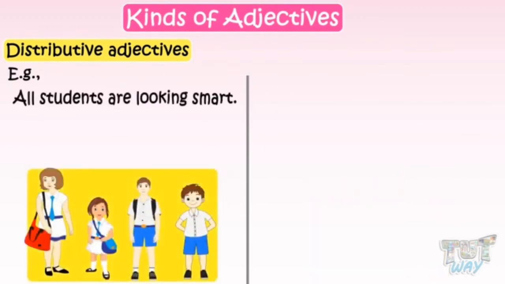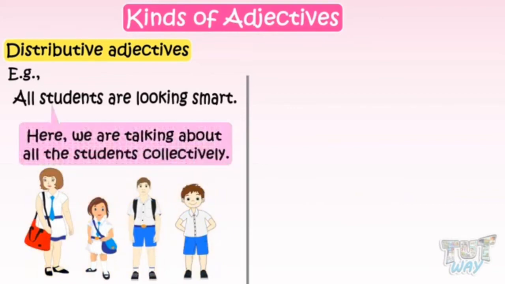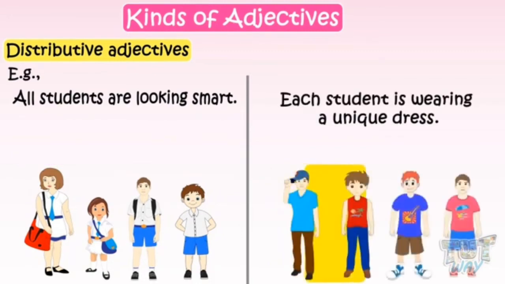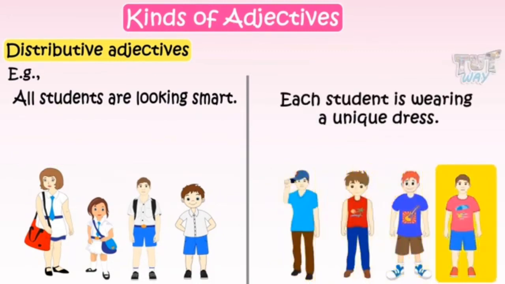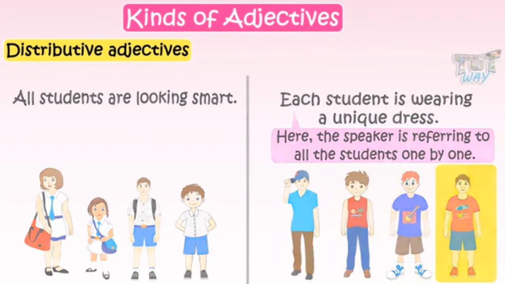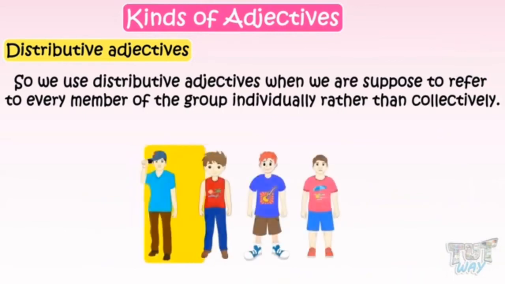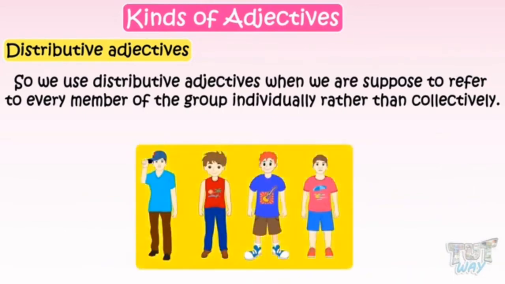So let's look at other examples. All students are looking smart. Here we are talking about all the students collectively. But in each student is wearing a unique dress. We are looking at the students one by one, individually. So we use distributive adjectives when we are supposed to refer to every member of the group individually rather than collectively. I hope that is clear as well.